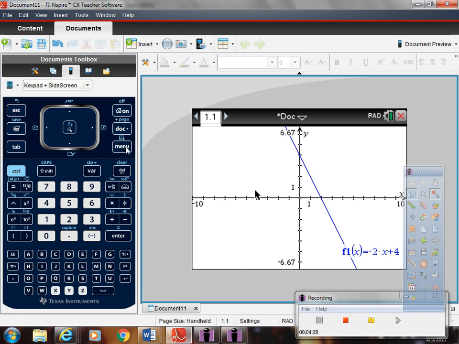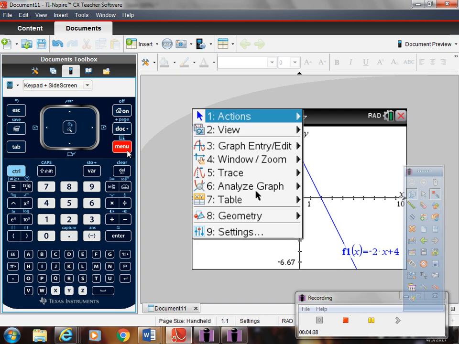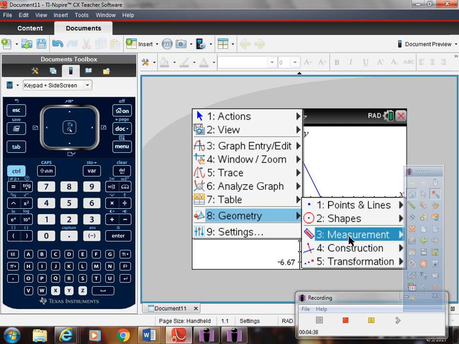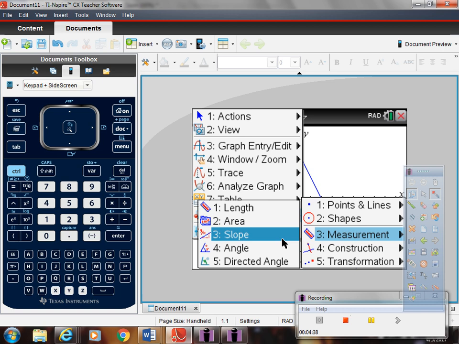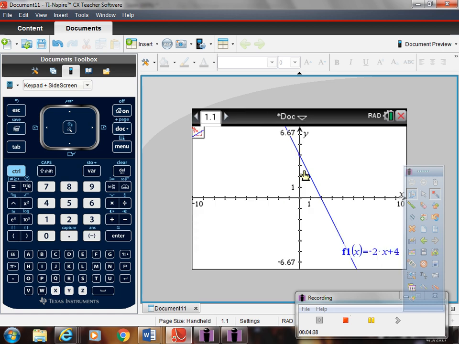Go to Menu. Do this with me, because you need to train your brain. Like, go to menu, and go look under geometry. Under the geometry app, we do have slope in there. If you go to measurements, you'll see it right there under number 3. So if you don't know what the slope is, or you're not sure whether you did it correctly, because a lot of you make mistakes, click on that, and then go click on the line.